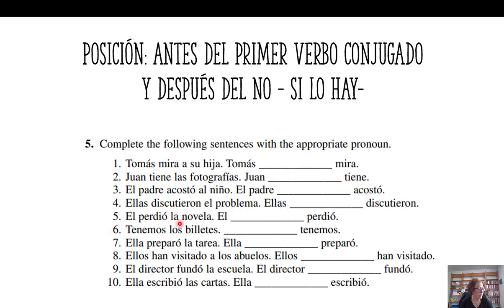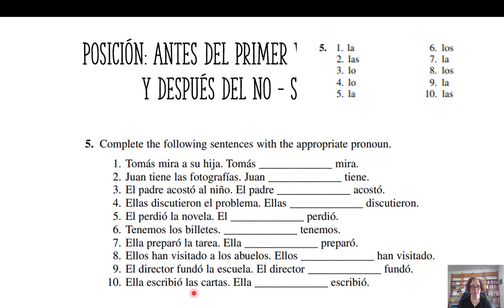Él perdió la novela, so la perdió. Tenemos los billetes, los tenemos. Preparó la tarea, la preparó. Ellos han visitado a los abuelos, ellos los han visitado. El director fundó la escuela, el director la fundó y ella escribió las cartas. Perdón, ella las escribió. And you can see them there as well. Okay.